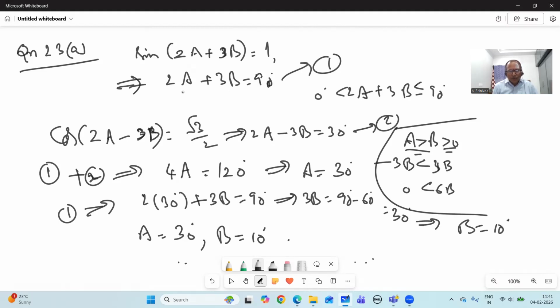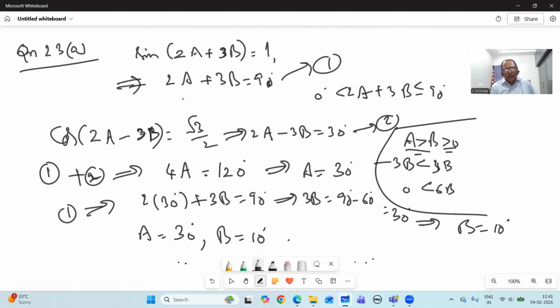Plus 3b minus 3b cancel out, 2a plus 2a is 4a, which is equal to 90 plus 30, which is 120 degrees. From here, 4 cancels in 120, 30 times. So capital A is 30 degrees. Now substitute this value of a in any of these two equations.